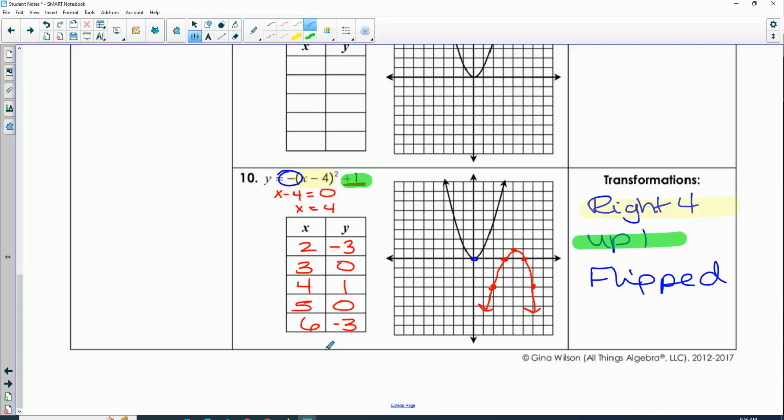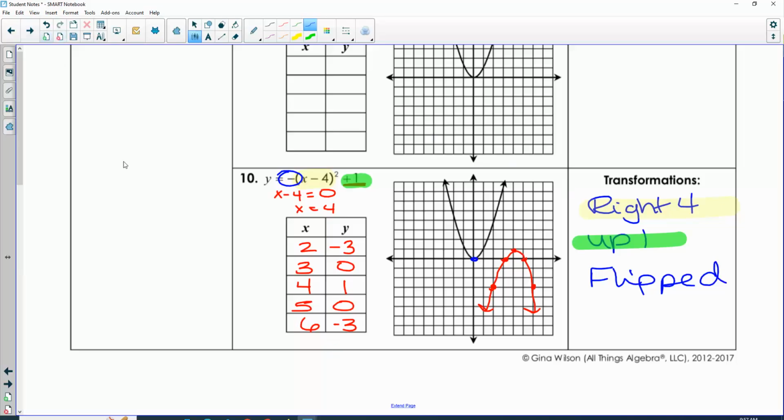Okay, so we're getting a feel for our transformations. If it's on the inside with the x, it'll move it left or right. If you are adding, it's going to the left. If you're subtracting, it moves it to the right. The number on the end will move it up and down. Adding moves it up, subtracting moves it down. A negative flips it upside down, which we already knew. If it had a negative a, it had to be an upside down parabola.